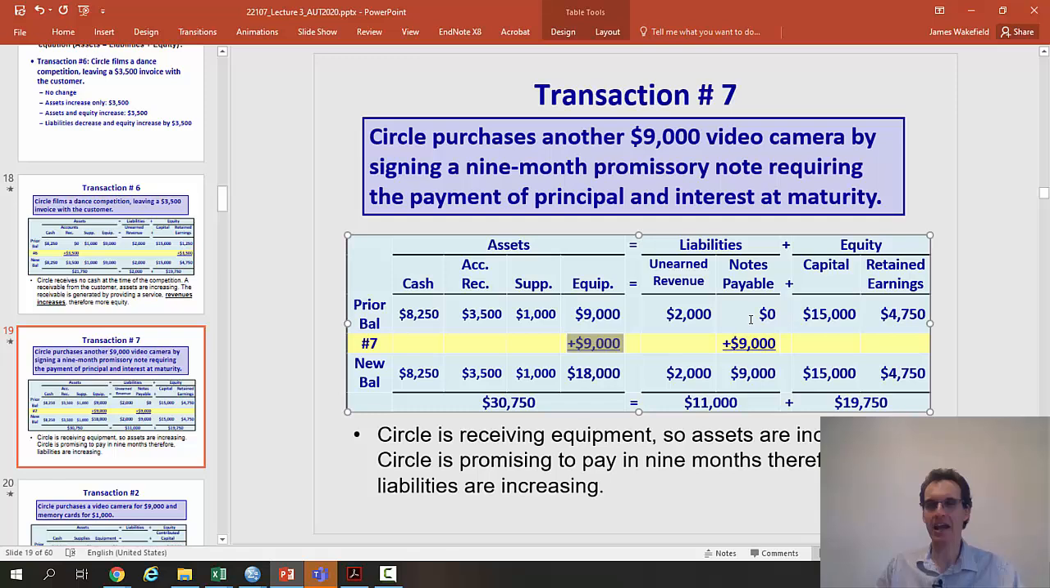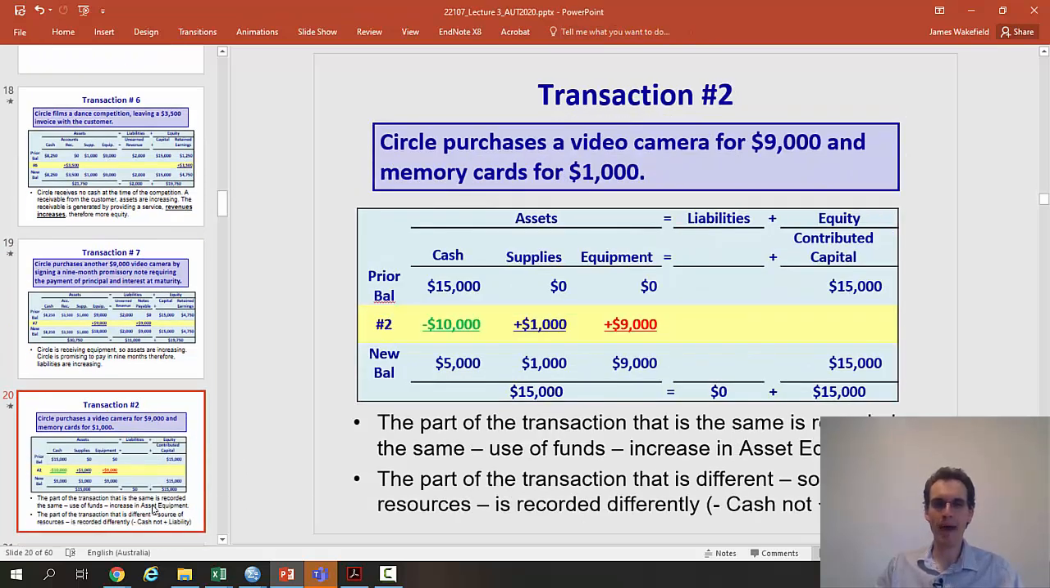That increases the asset side. The business has taken out a loan. So we have notes payable, the 9-month promissory note. That increases by $9,000. Liabilities go up $9,000, and again, the accounting equation balances.